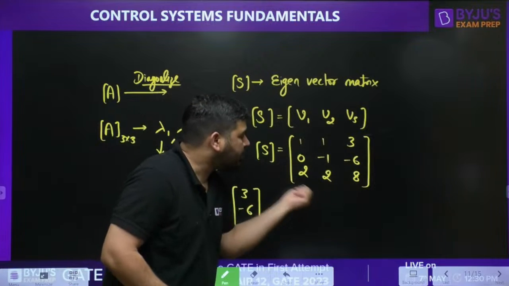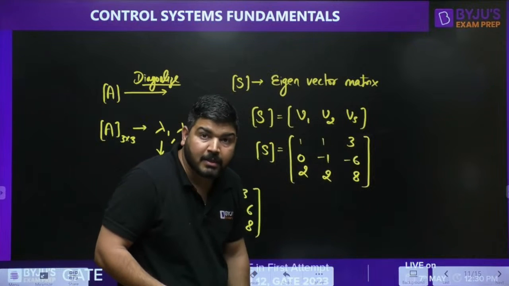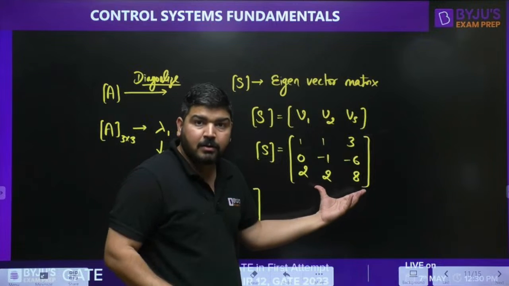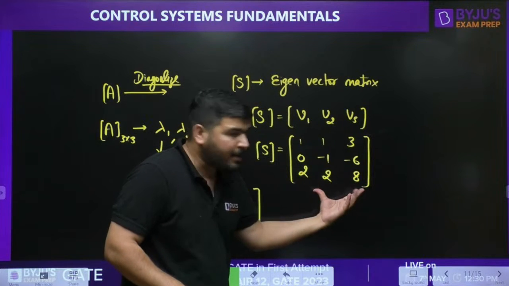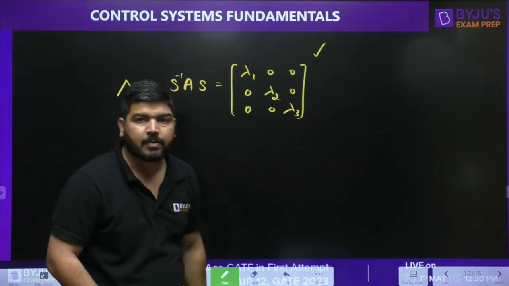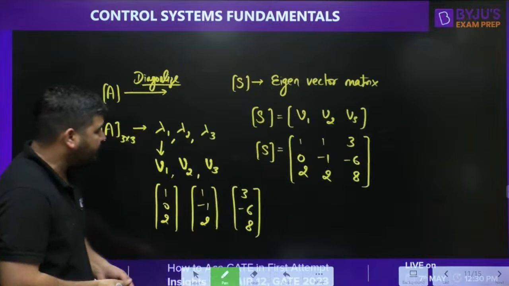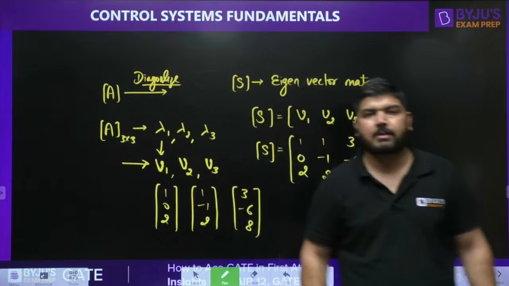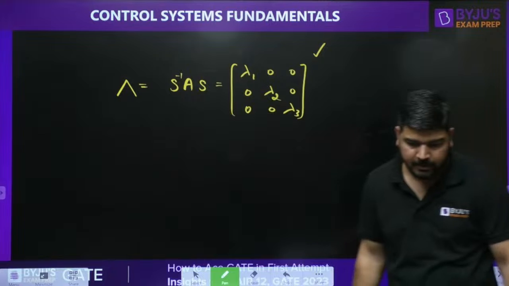Why? Because its rank cannot be 3. If these vectors are linearly dependent, what does it mean? It means its rank cannot be 3. Its rank has to be 2 or 1. If its rank is 2 or 1, it means they are linearly dependent. So the determinant of this matrix has to be 0. It means you can't calculate this S inverse, so you can't diagonalize. You can remember it like this: if you have linearly dependent eigenvectors, you can't diagonalize. This matrix will not be diagonalizable. You can't find S inverse.